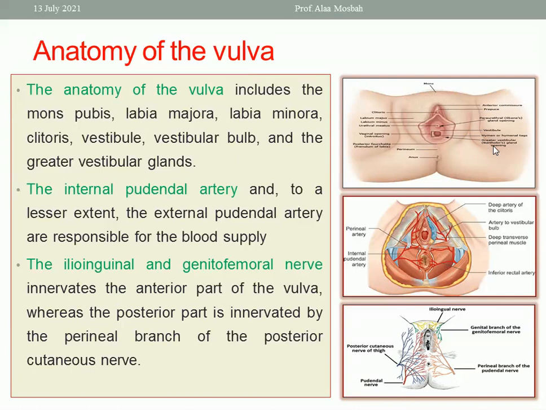As you see, the arterial supply is mainly from the internal pudendal artery, and to a lesser extent the external pudendal artery. The nervous supply is by the ilioinguinal and genitofemoral nerves for the anterior part of the vulva, while the posterior part receives innervation from the posterior cutaneous nerve.